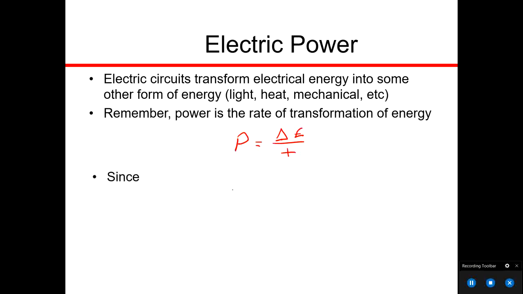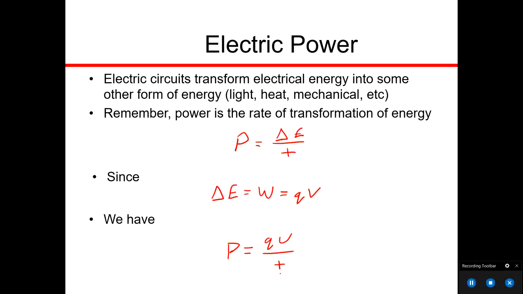Now we also know from our previous units on electric fields, if you remember, a change in energy is just equal to the amount of work that's done in a system. And work, in terms of electric fields, is the charge that's being transferred times the potential difference, or the voltage. So if we combine these two equations together, we get P is equal to QV, charge times voltage, divided by time.